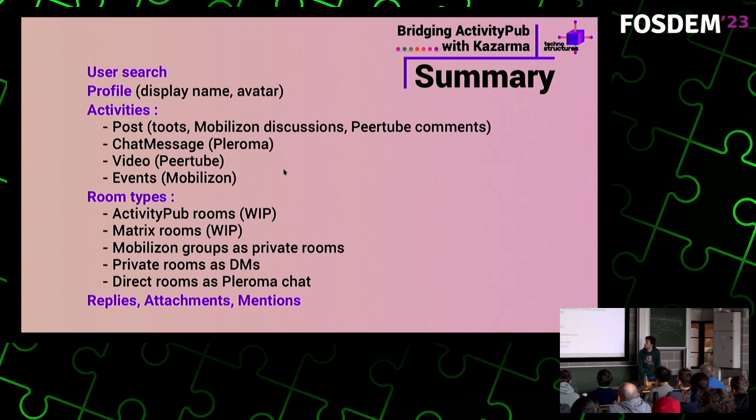And as I said, the Mobilizon groups map to private rooms, the direct messages to private rooms, and the Pleroma chat to direct rooms. We have replies, attachments, and mentions.